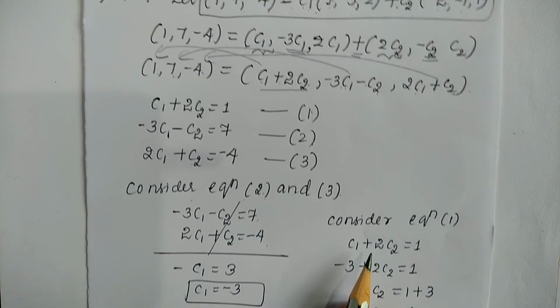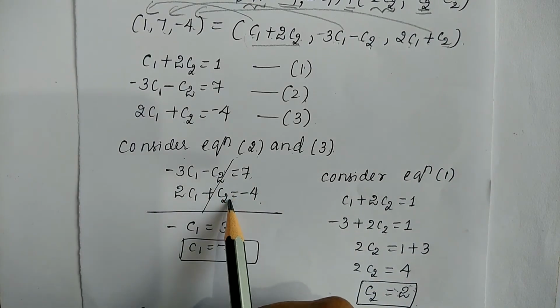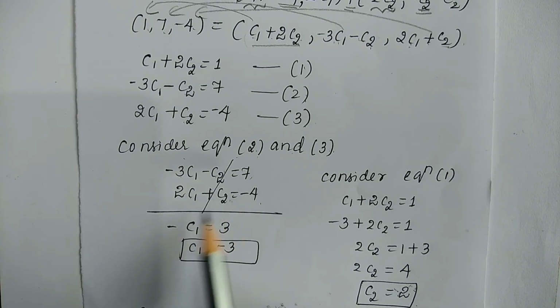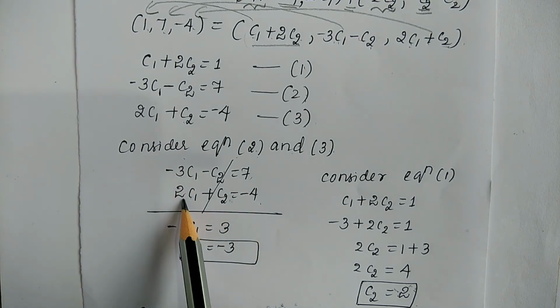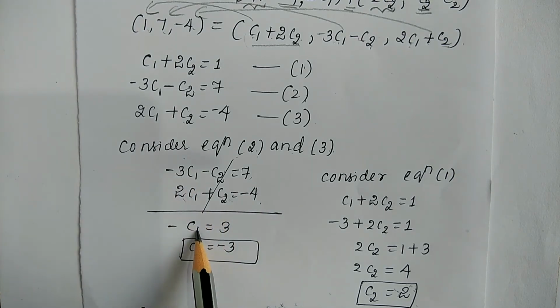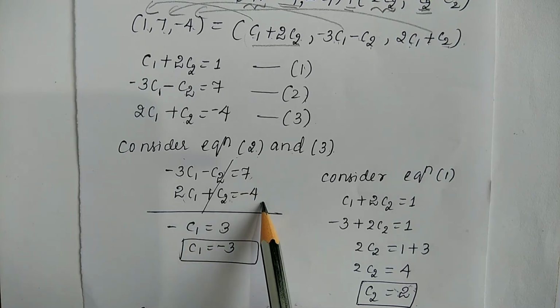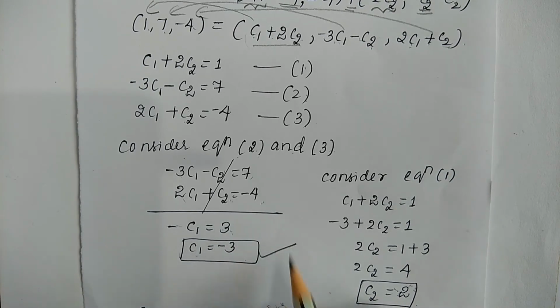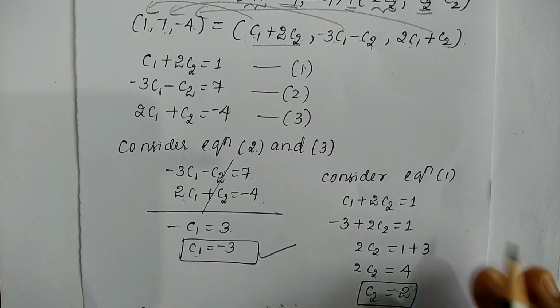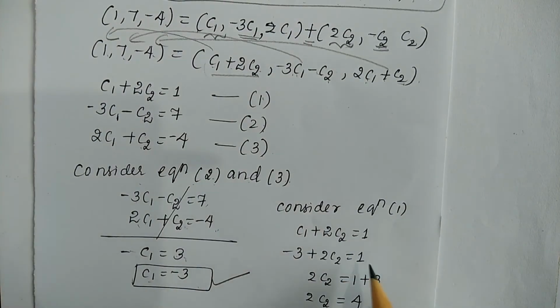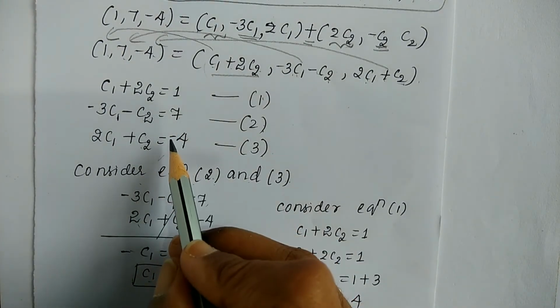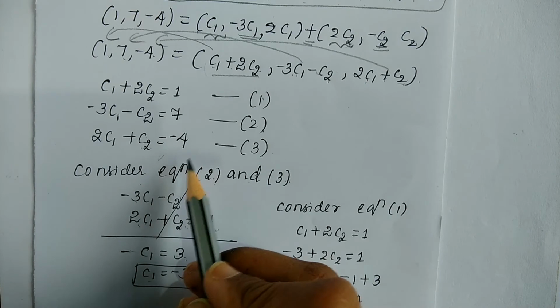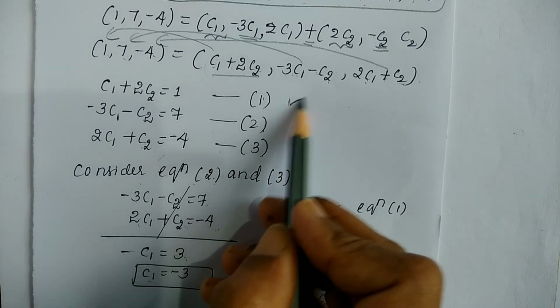So now minus C2 plus C2 gets cancelled. Now minus 3C1 plus 2C1 means what? Minus 1C1, which is equal to 7 minus 4, which is what? 3. So minus C1 is equal to 3. It means C1 is equal to minus 3. We get the C1 value. So now consider an equation to find C2. You can take 2, you can take 3. So I am taking equation 1.